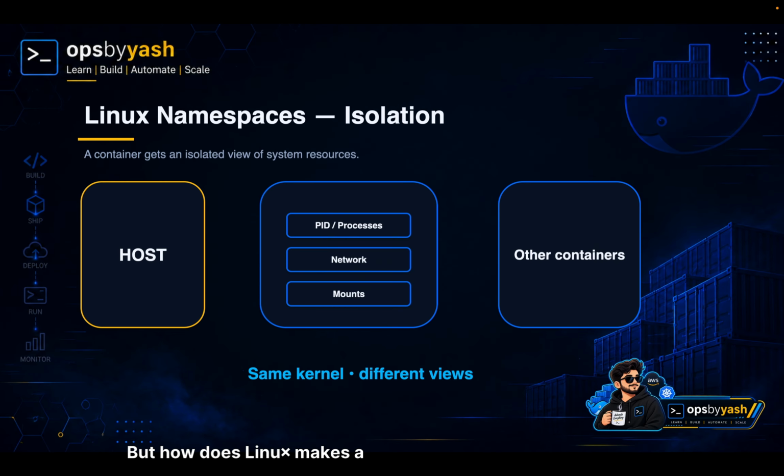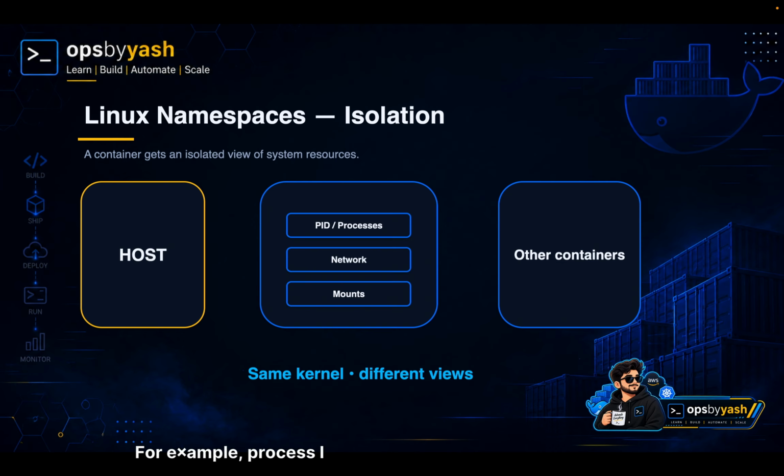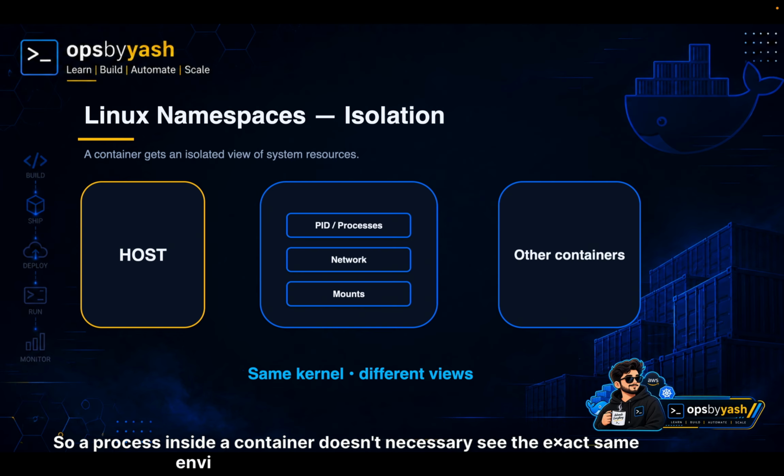But how does Linux make a container feel isolated? One major answer is namespaces. Namespaces give processes an isolated view of certain system resources, for example, process ID, networking, mount points. So a process inside a container doesn't necessarily see the exact same environment that you see from the host.